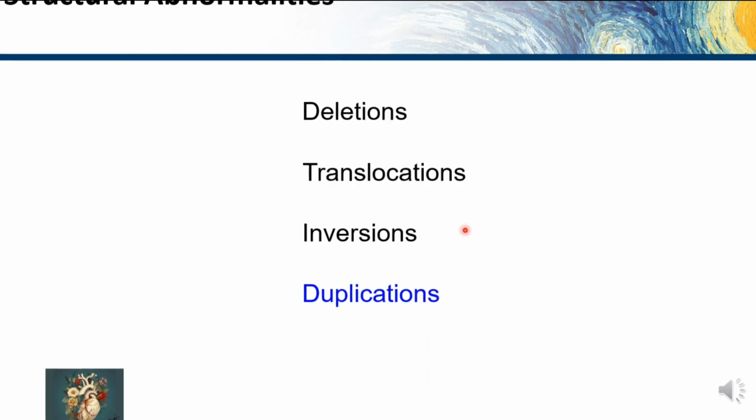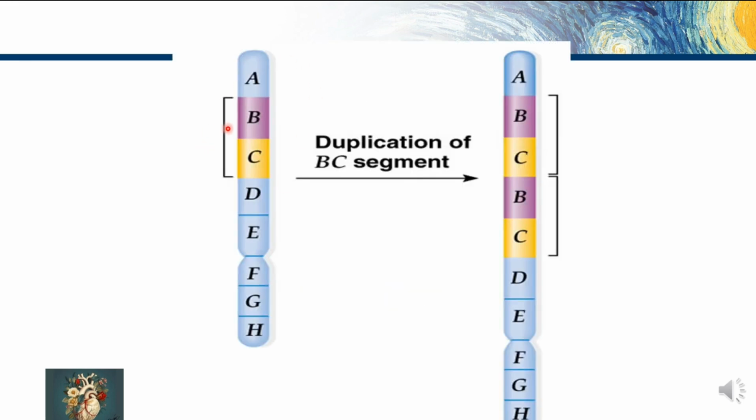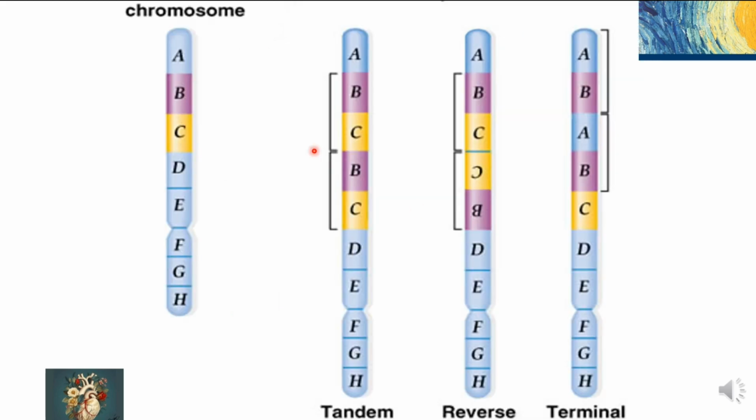The fourth type of structural abnormalities is because of the duplication of part of the genes on a certain chromosome. In this you can see segment BC is duplicated in this chromosome. Here you can also see BC is duplicated, and these are called tandem duplications. And if it is duplicated as well as inverted, these are called reverse tandem duplications. And if the duplication involves the terminal segment, such duplications are called terminal tandem repeats.